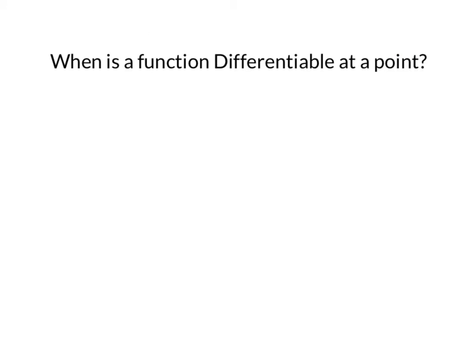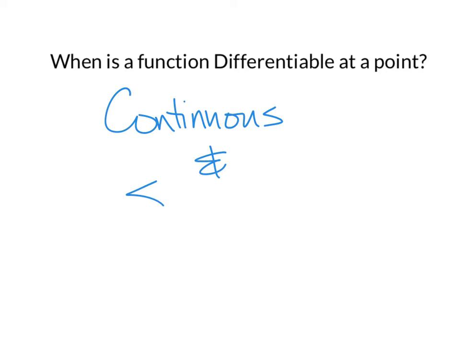So really the long and the short of it is, when is a function differentiable at a point? As long as it satisfies two conditions. As long as it's continuous at that point, and as long as it's what we call smooth. There are no sharp turns, there are no cusps.